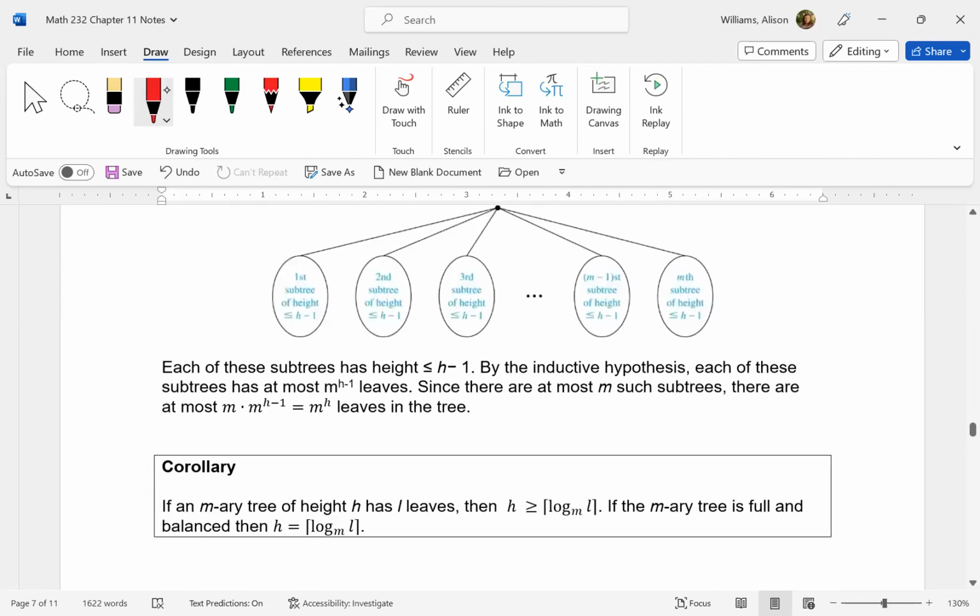We do end up getting a corollary from this about the way of calculating the height based on a logarithm, which makes sense when we're saying that the number of leaves can be based on the height. So if we want to define the height, we can use the number of leaves to help us do that. And that are trees.